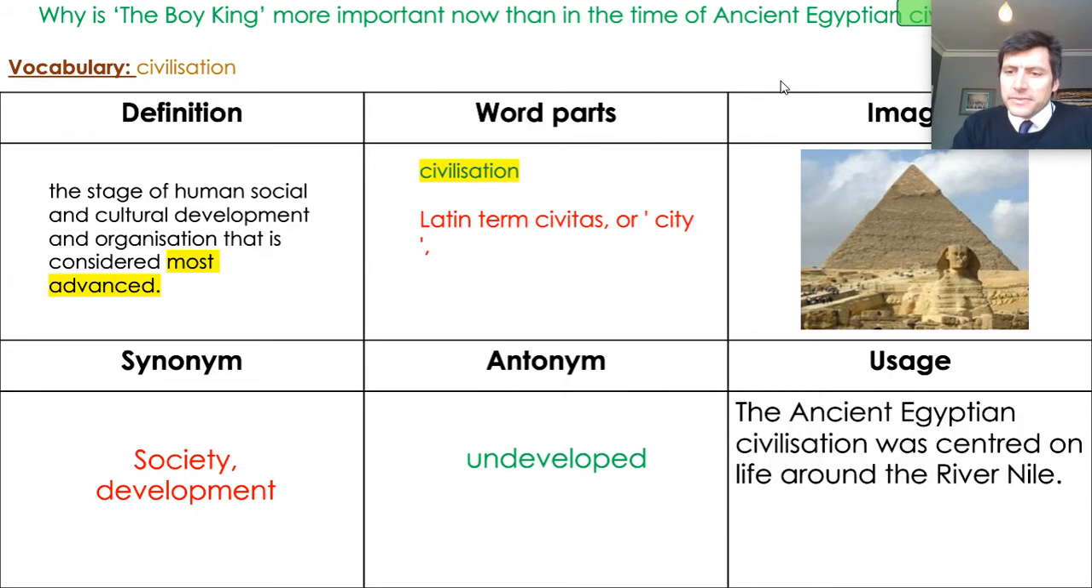Ancient Egyptian civilization was centered on life around the River Nile. If you remember, that river runs through Egypt, and the farmers and the fishermen all needed those elements of life, and it was centered around that.